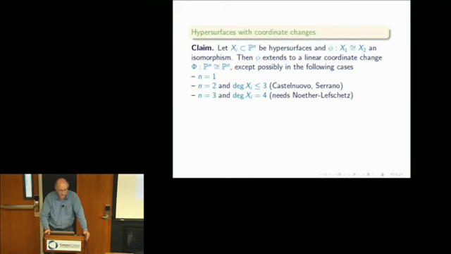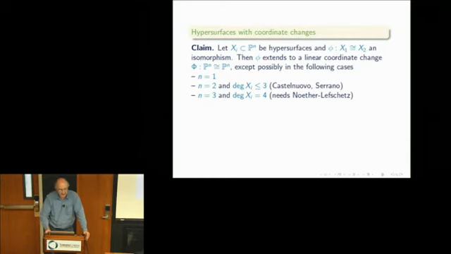For instance, the simplest is that the line and the plane conic are abstractly isomorphic, but clearly not obtainable by linear transformation. And the fact that the two notions are the same for plane curves of degree at least 4 is not completely obvious. I was told it was probably known to Castelnuovo. There is a modern proof in a paper of Serrano. It's not hard, but it needs a little argument.